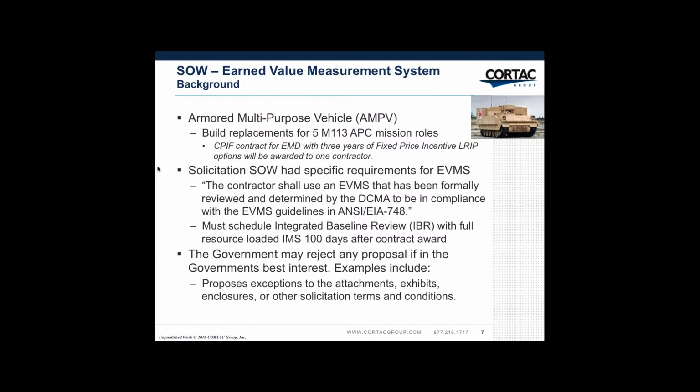The EVMS had to be formally reviewed and determined by the DCMA to be in compliance with the guidelines of the ANSI 748. Not only that, but you must schedule an integrated baseline review, an IBR, to demonstrate that your program is on track with a full resource-loaded IMS, Integrated Master Schedule, 100 days after contract award. The final thing is a fairly standard statement in most RFPs that they can reject if it's in the government's best interest. And then they give you a list of examples of why they may reject any proposal. And of course, one of them is proposes exceptions to attachments, exhibits, enclosures, or other solicitation terms and conditions. So that sets up the background.